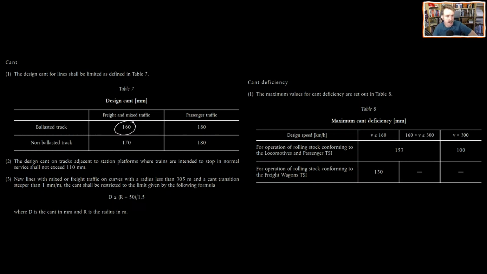So that's applied cant. For cant deficiency, the limit for a low speed or medium speed railway, and for freight, where you've got passenger and locomotives, passenger freight, the limit on cant deficiency is 130 millimeters. When you've got a high speed line, the limit of deficiency is 100 millimeters. So you can see that what type of railway you've got changes what those deficiencies look like. TSIs also give a bit of an equation for how to calculate limits of cant based on cant transitions.